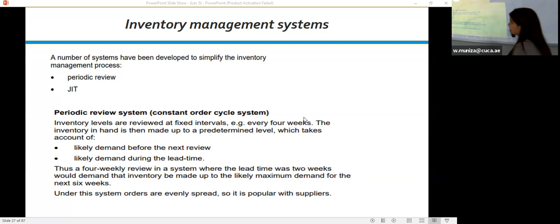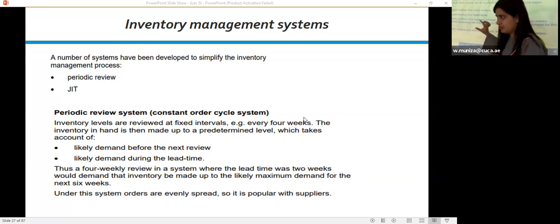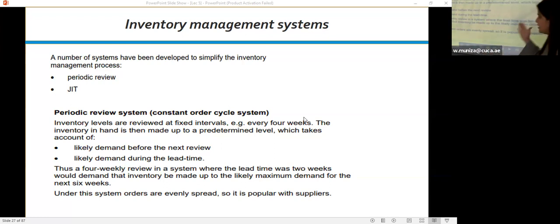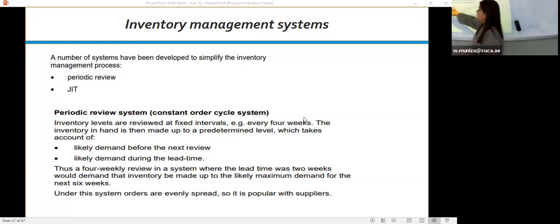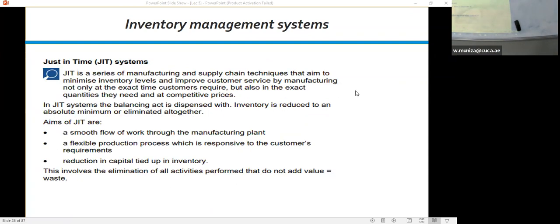So when you are going to make a periodic review, you are concerned about the likely demand before the next review, how much demand is going to arise in the time period until the next review, and how much demand is going to arise in the lead time, the delivery time period. Thus, with a 4 weekly review in a system where the lead time was 2 weeks, the total review period under consideration would be 4 plus 2 weeks for lead time. So they say it would demand that inventory be made up to likely maximum demand for the next 6 weeks. Under this system, orders are evenly spread, so it is popular with suppliers. So periodic review is popular among suppliers, and just in time is also popular.